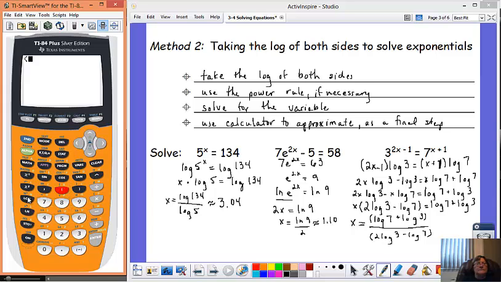Log 7 plus log 3. Oops, I forgot to close that parenthesis. Plus log 3. And that needs to be divided by, and now I'm going to open a parenthesis for the bottom. 2 log 3 minus log 7.